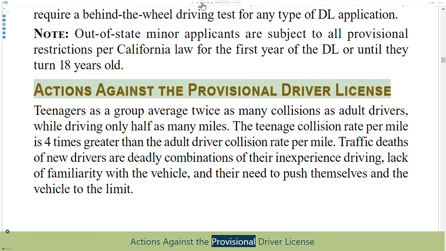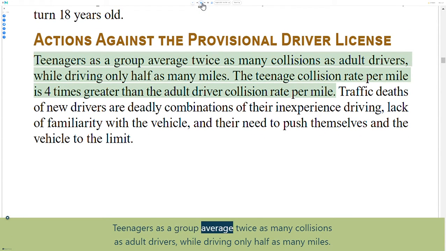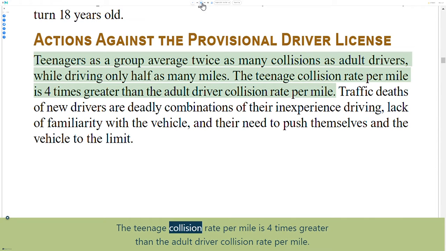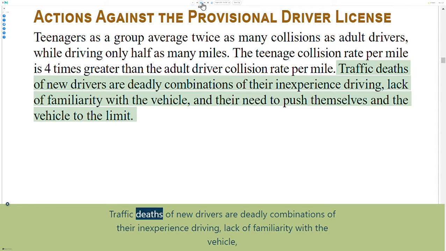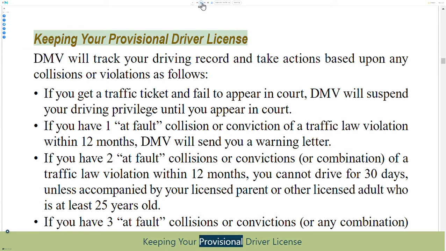Actions against the provisional driver license. Teenagers as a group average twice as many collisions as adult drivers, while driving only half as many miles. The teenage collision rate per mile is 4 times greater than the adult driver collision rate per mile. Traffic deaths of new drivers are deadly combinations of their inexperienced driving, lack of familiarity with the vehicle, and their need to push themselves and the vehicle to the limit. Keeping your provisional driver license.